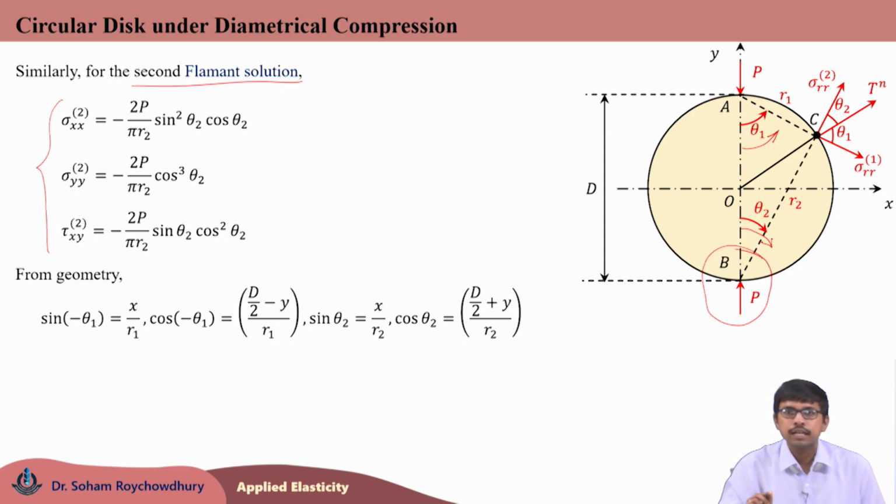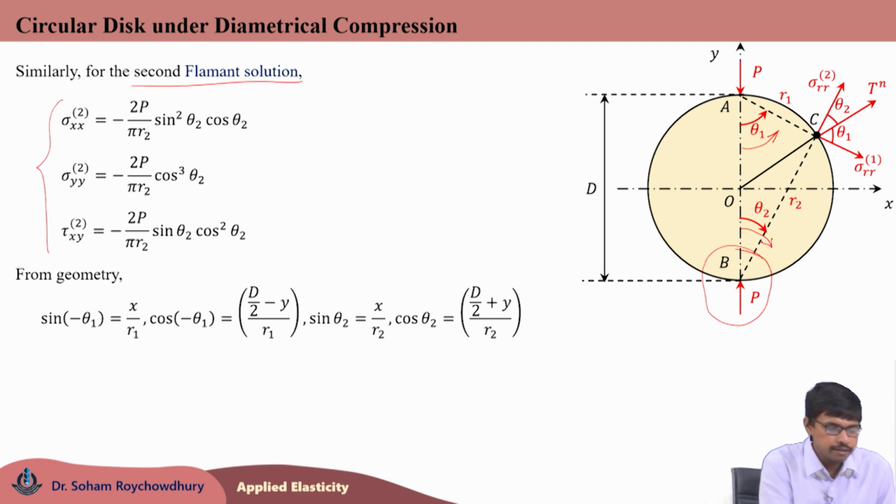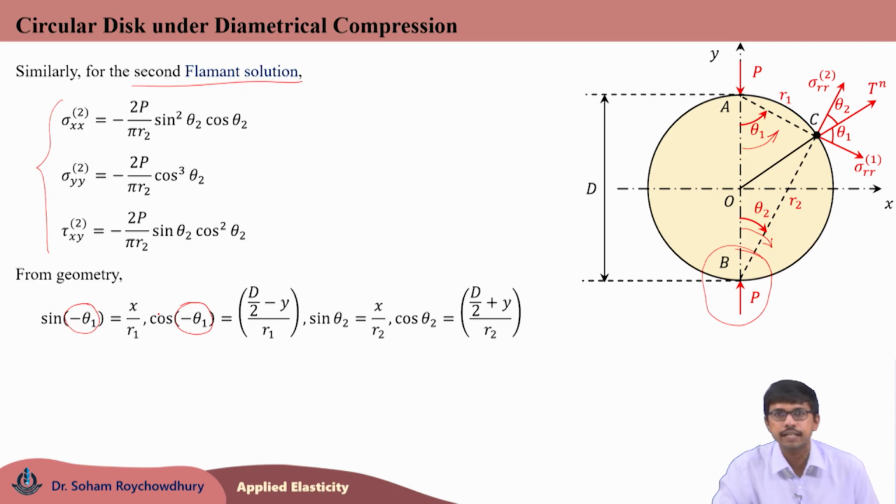Now, let us choose the clockwise direction of theta 2 to be positive, and the theta 1 direction is thus negative. So, theta 1 is basically replaced with minus theta 1 because of this, to maintain the uniformity of sign convention. During superimposition of the multiple states, these geometric parameters must be related following the same sign convention. So, then using geometry we can write sin theta 1 equals minus x by r1, cos theta 1 is d by 2 minus y by r1, sin theta 2 is x by r2, cos theta 2 is d by 2 plus y by r2.